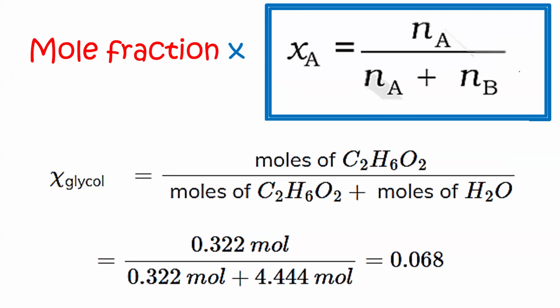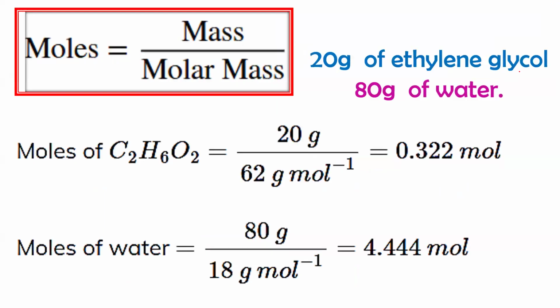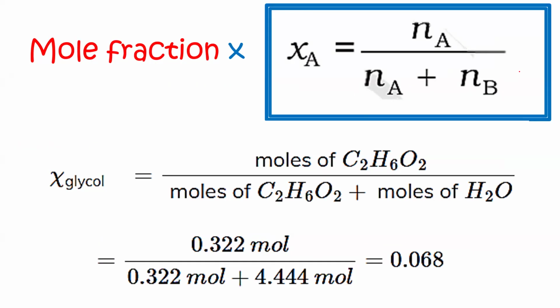In the case of mole fraction, first we have to find the molar mass, and from the molar mass we find the number of moles. Only when we get the number of moles can we go to the next step, because mole fraction requires the number of moles.